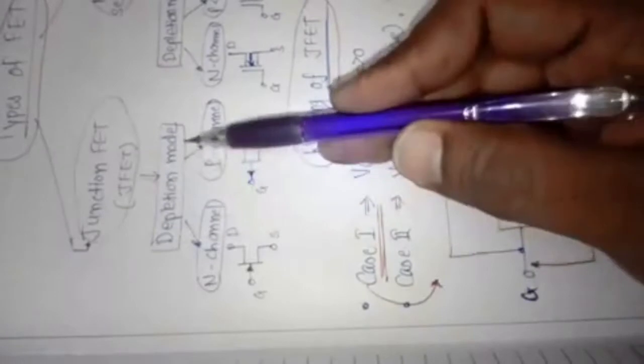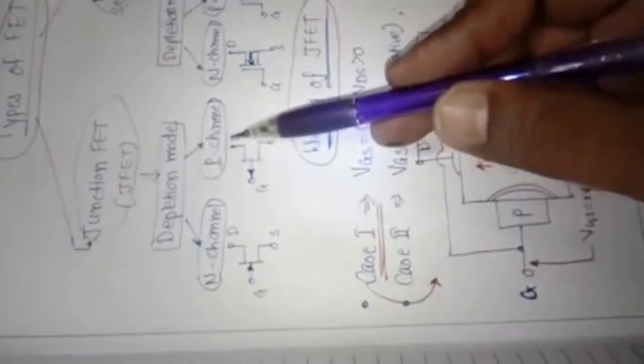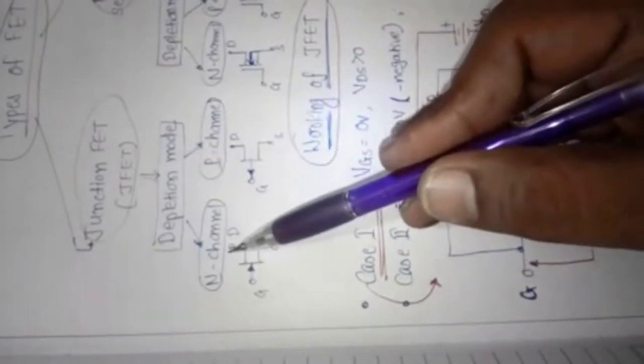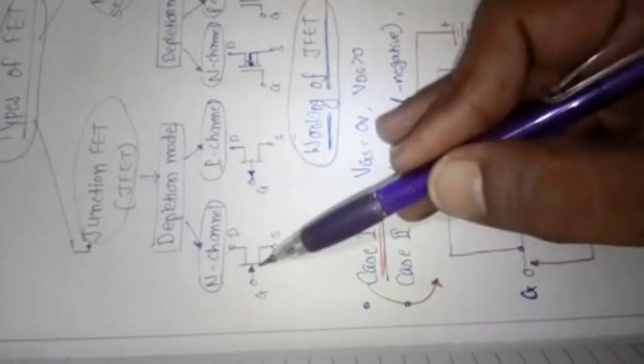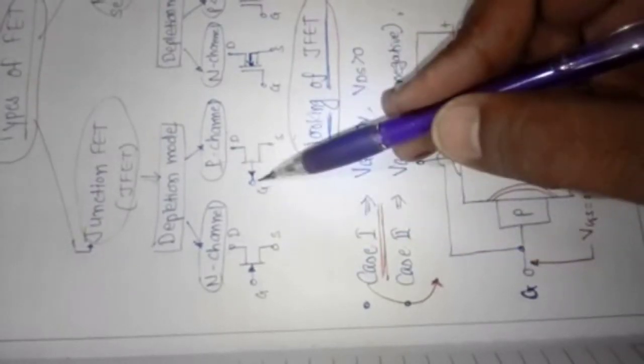Here we discuss the JFET. The JFET is a depletion mode device, with n-channel and p-channel versions. Here are the symbols: gate, drain and source. The arrow points inward for the n-channel and outward for the p-channel.